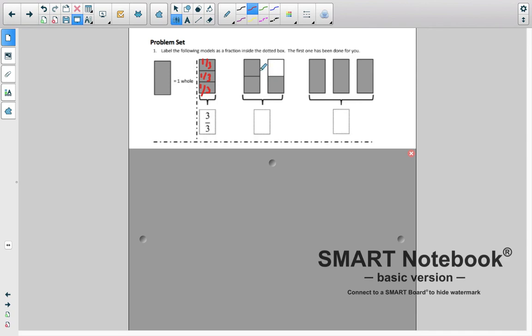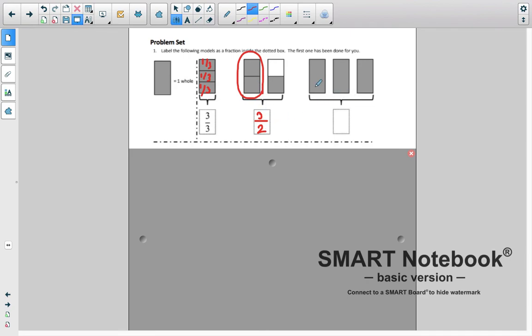Now let's look at this one. How many pieces are shaded? 3 pieces are shaded. Now this is where it gets tricky. We want to look at the first rectangle. How many pieces is it split into? It's split into half. The same thing, this one is also split into half. So that is going to be my bottom number. This is going to equal 3/2. 3 pieces shaded, and I know that these rectangles are split into half. So that's going to be my bottom number.